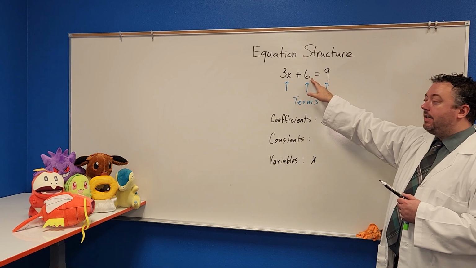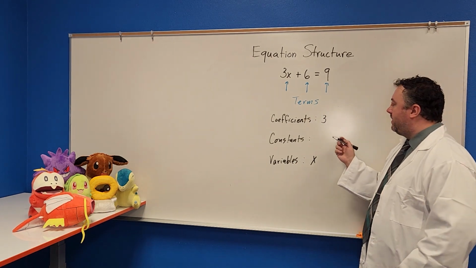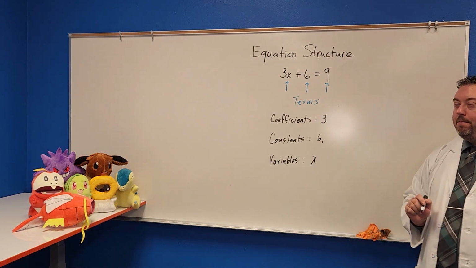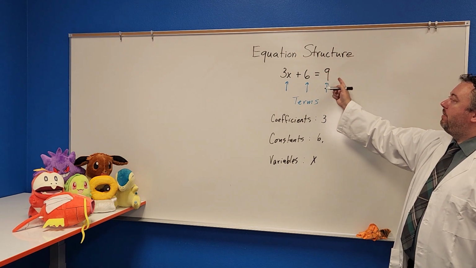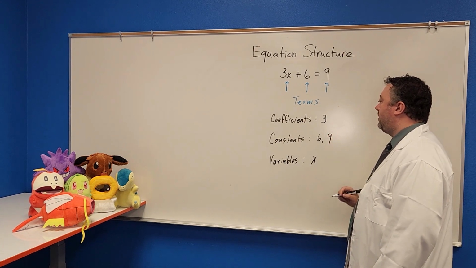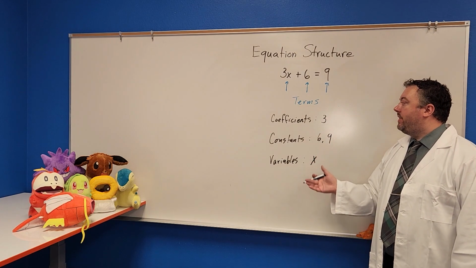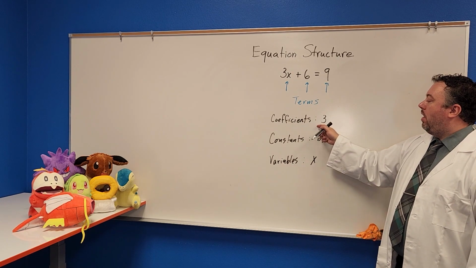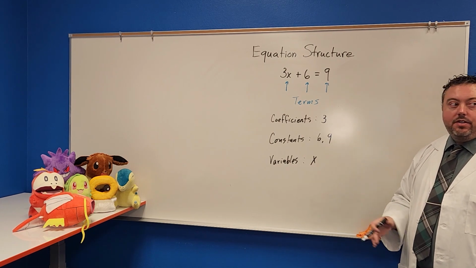For our second term, 6, there is no variable in this term, which means this 6 represents a constant. To separate it from the next term, I'm going to put a comma. This last term is a 9. Again, I see no variables in this term, so that means this 9 is also a constant. So as we look at this equation and we break it up, we see we have three terms. Our 3 is a coefficient, our 6 and our 9 are constants, and the variable in this equation is x.